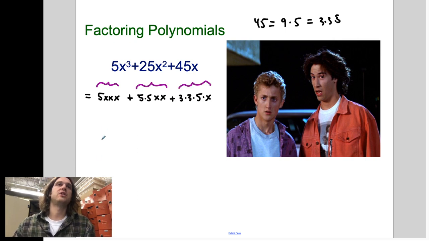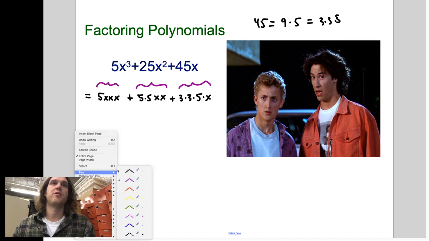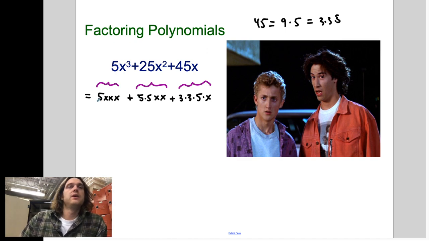Now, I don't expect you to necessarily do this on every problem, because you might have 20 x's, and that would be absurd to do, right? So what we do is we go through and we are going to underline the things that they all share. Well, each term has a 5, so I can underline that. And each term has an x, so I can underline that.